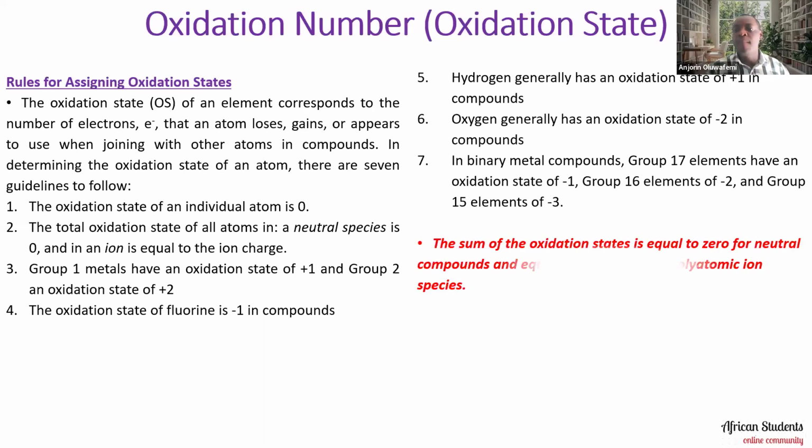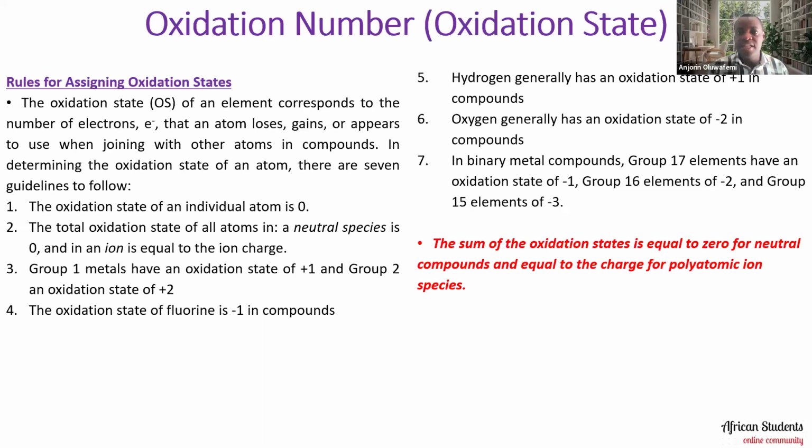Now, in binary compounds, group 17 elements have an oxidation state of -1. Group 17 elements refer to the halogen family: fluorine, chlorine, and so on. Those ones are the group 7 or group 17 elements. They generally have an oxidation state of -1, whereas group 16 elements, I think that should be the sulfur group, if I'm correct, have -2, and then group 15 elements, that should be the phosphorus group, have -3. So these are the general oxidation states for all those groups on the periodic table.